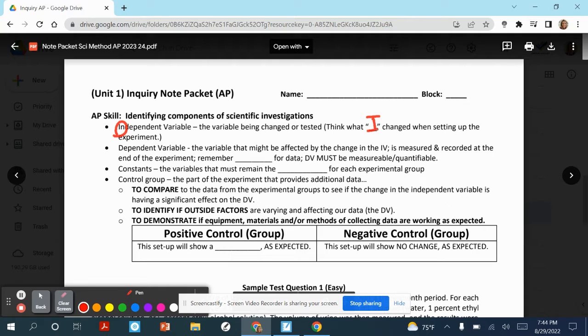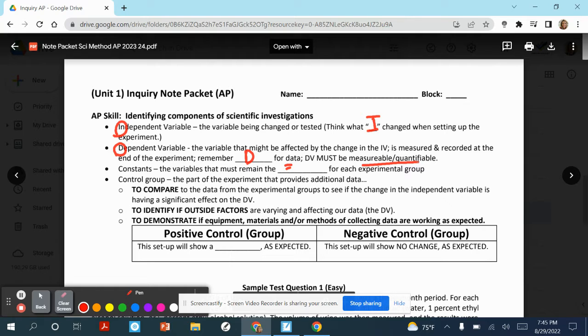For the dependent variable, I want you to think of D for dependent variable. Okay, so D for dependent variable, D for data. So the data that you collect at the end of the experiment and then analyze, those numbers will represent what the dependent variable is. Now remember, your dependent variable needs to be data. It needs to be a number. So it has to be something that's measurable by a number or quantifiable. That means that you can get a number as your dependent variable.